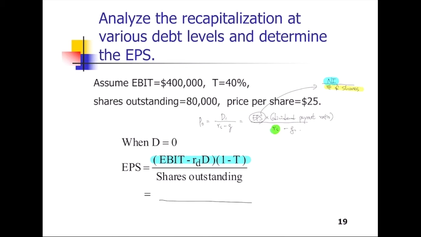The EBIT is here, right? So write down the numbers. How about RD and D? Yeah, there's no debt, so we input 0, right? Tax rate is 40%, and the denominator is here, and then you get this number.